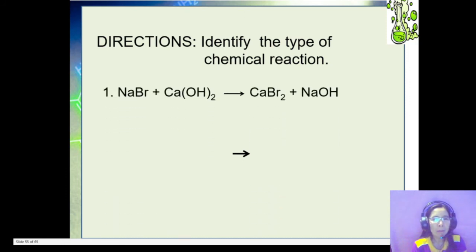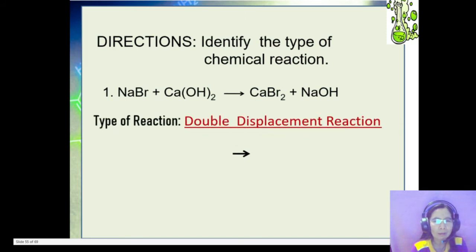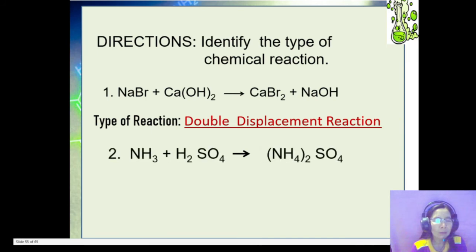So, you are going to prepare again your ball pen and your paper. Paper and pen are needed again for this activity. Okay, 1 second is given for you to identify what type of chemical reaction number 1 is. 1 second starts now. Time is up. Let's check your answer. It is a double displacement reaction. Congratulations, everybody got the correct answer. Let's move on to number 2. What do you think is this type of chemical reaction?